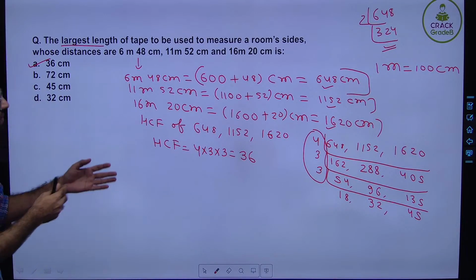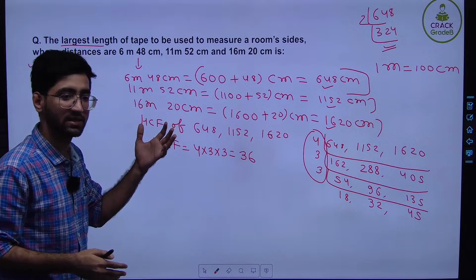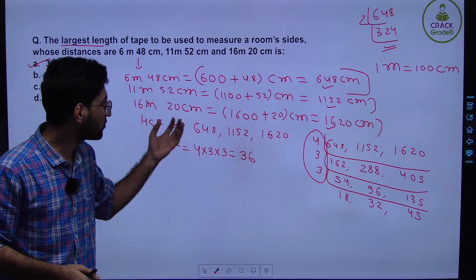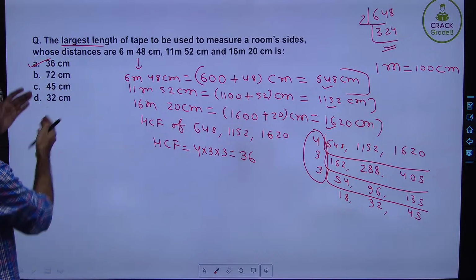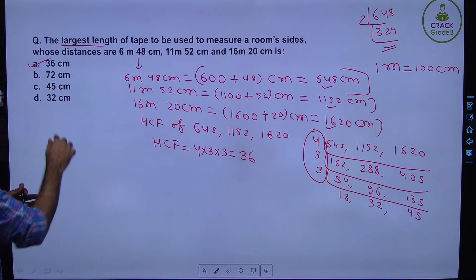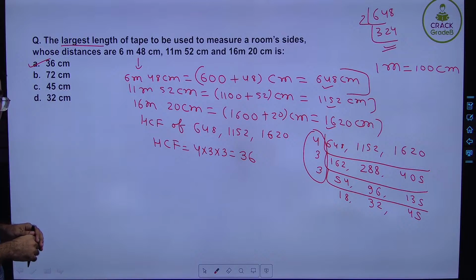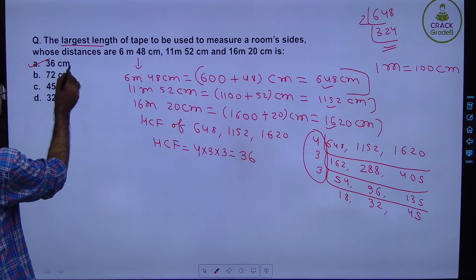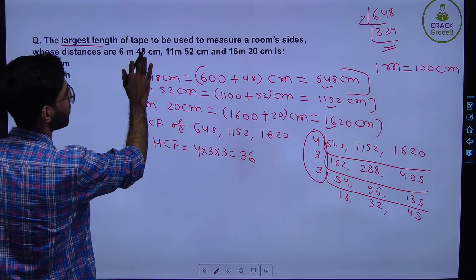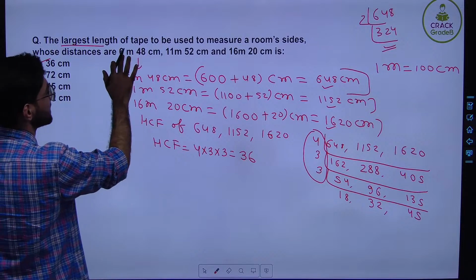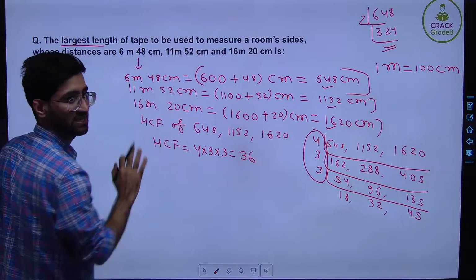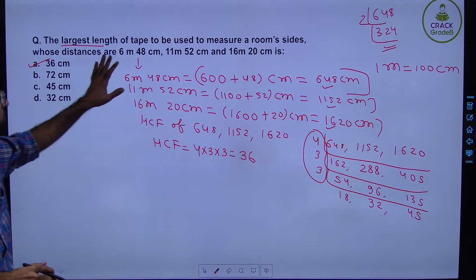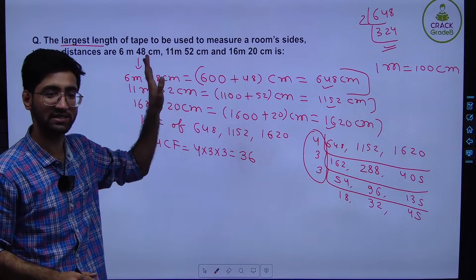But suppose you are not able to think in this way, that you should find the HCF, then what will you do? You will look at all the options and start checking each option separately, right? Let us start checking with option A. If 36 centimeter is the largest length of tape that can be used to measure a room whose distances are these distances, right? It means 36 should divide this number and this number.